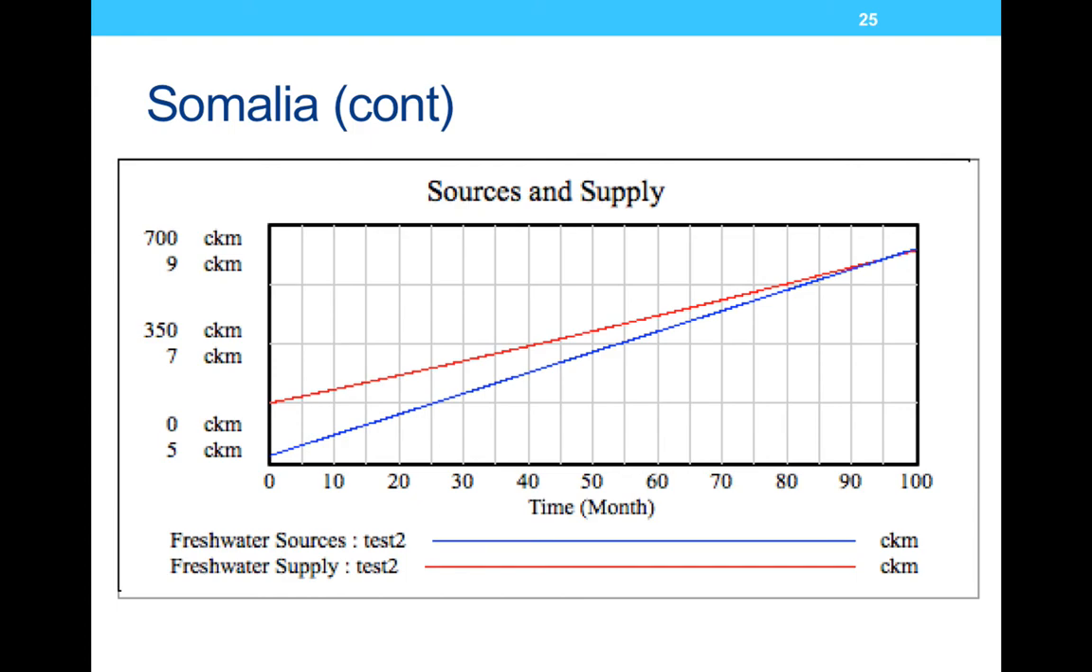This is the sources versus the supply, and again you have a situation in which already from the onset the supply is exceeding the availability of the source. So you're running into an unstable situation. In this case, over time, the sources are able to recover quicker than the supply grows because of demand, and eventually the sources are able to sort of catch up with supply over time.